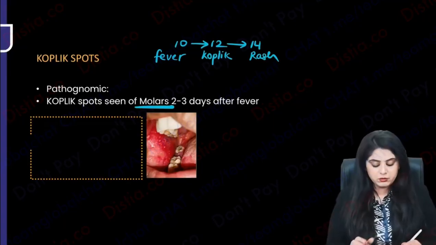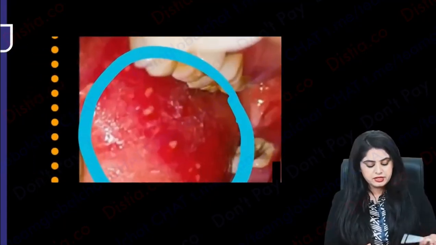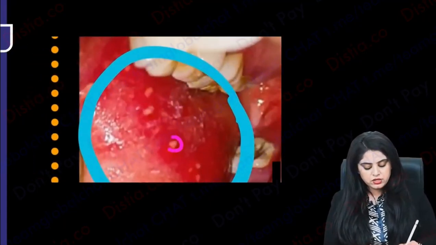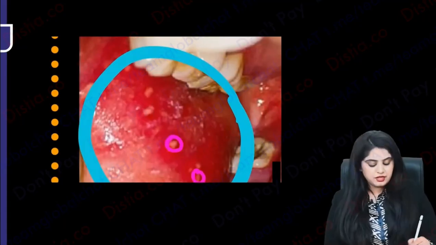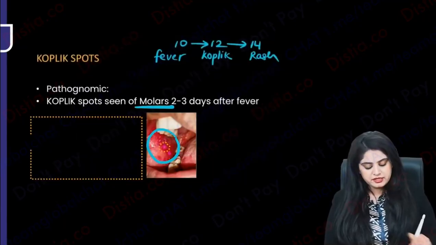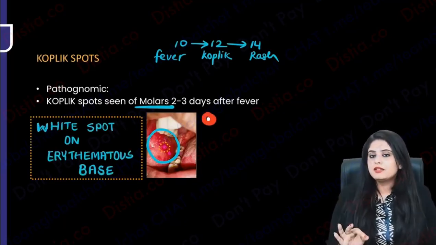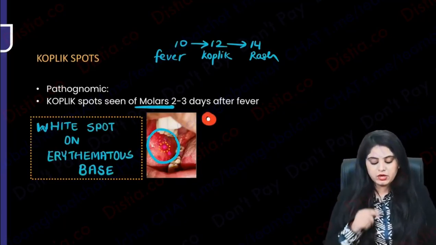But how do they look like? Near the molars is fine, but how is it looking like? So if you look very carefully, there is a white color dot, and surrounding that white color dot, there is a reddish base. Right? So what did I say? There is a white color dot, and surrounding that, there is going to be a reddish base, and that is the description that you have. A white spot on an erythematous base is a Koplik spot. Done. Now what after Koplik spots?